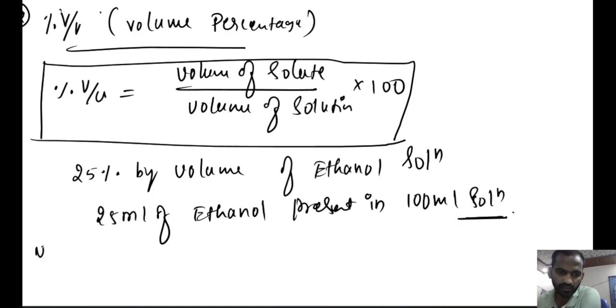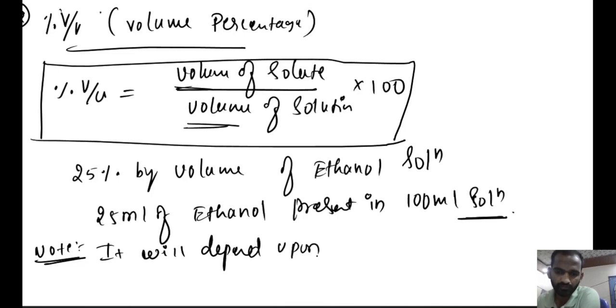Now you say whether the volume by volume percentage depends upon temperature or not. Yes, of course. Volume is there here, here also volume is there, and here also. It will depend upon temperature. As temperature increases, volume also increases. So this concentration term depends upon temperature. So this is the second term.